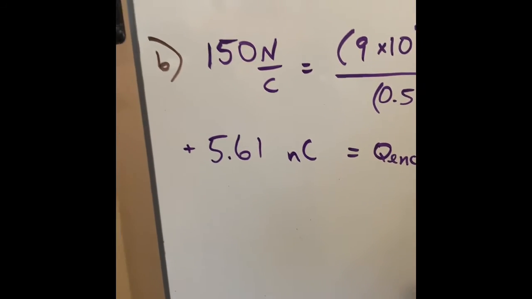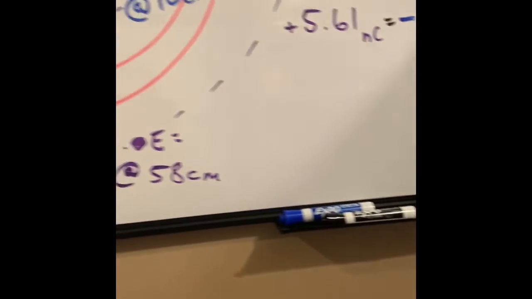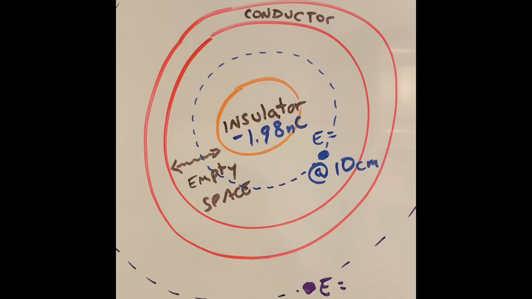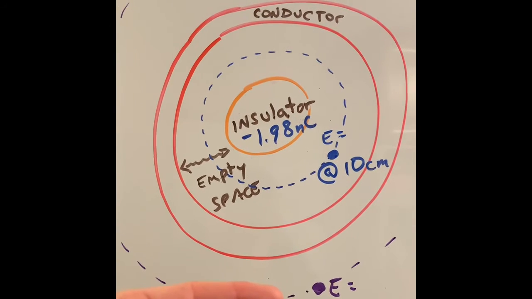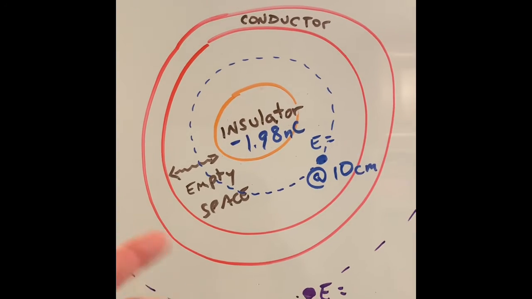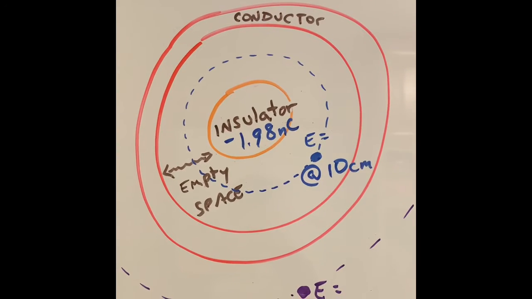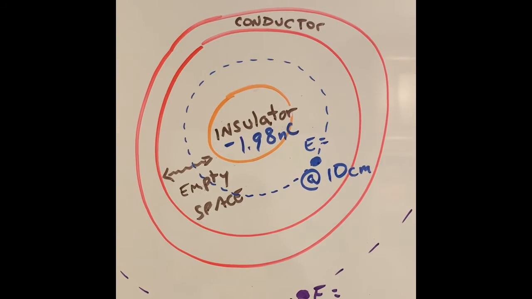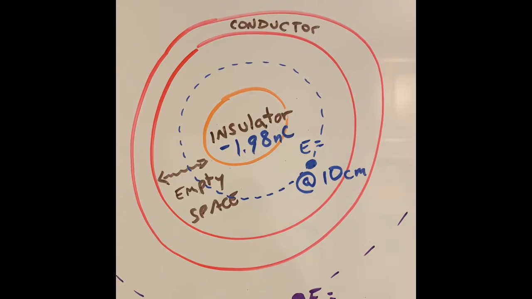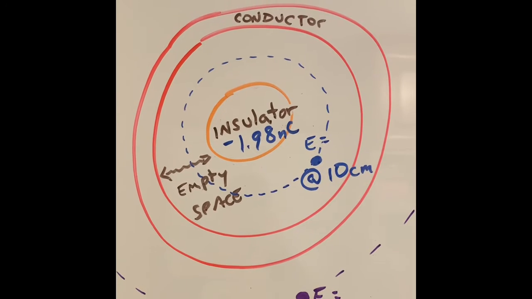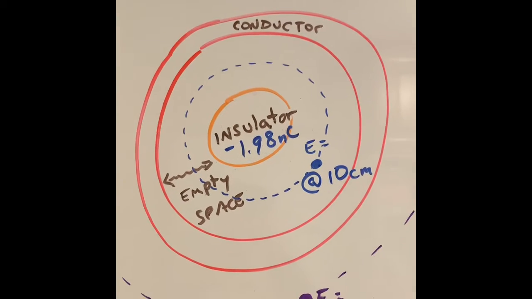If we come back to the board here now, and we look at that Gaussian sphere that we're describing, that Gaussian sphere has this radius of 0.58 meters, and we just solved for Q enclosed. What is the enclosed charge? That value that we just solved for, that 5.61, is enclosing not only the insulator, but also the conductor together. So now we've got to do a little setup to figure out how much charge is on the conductor itself.